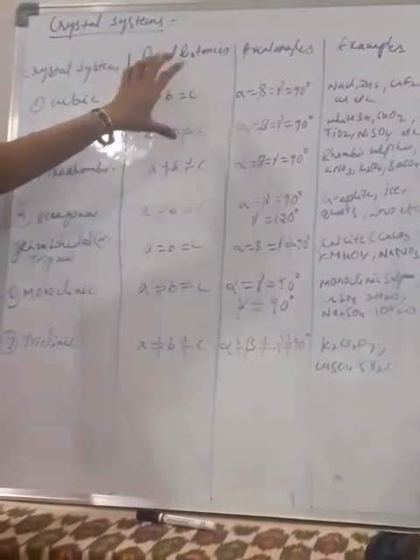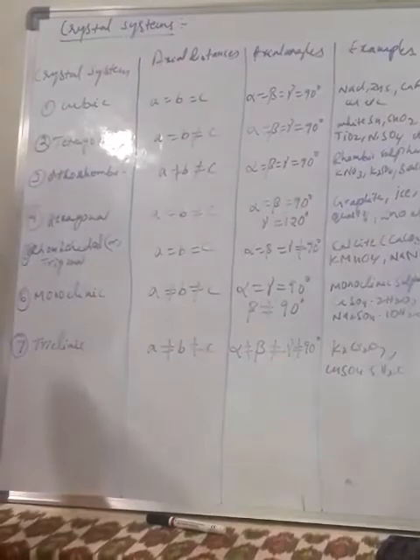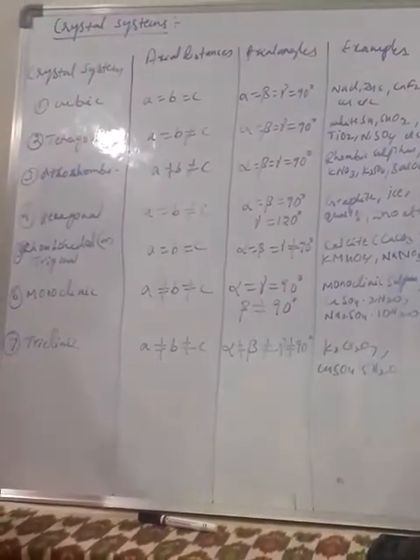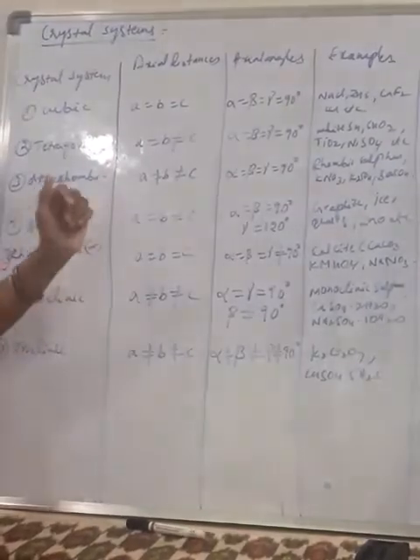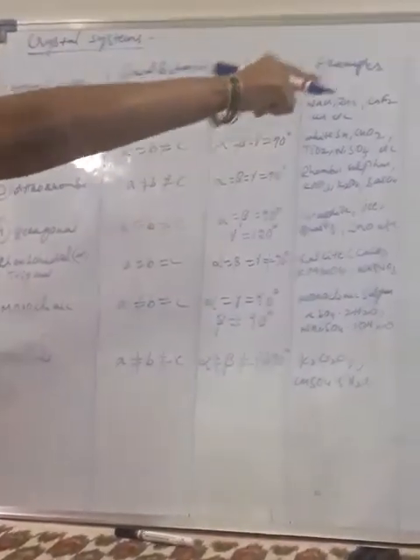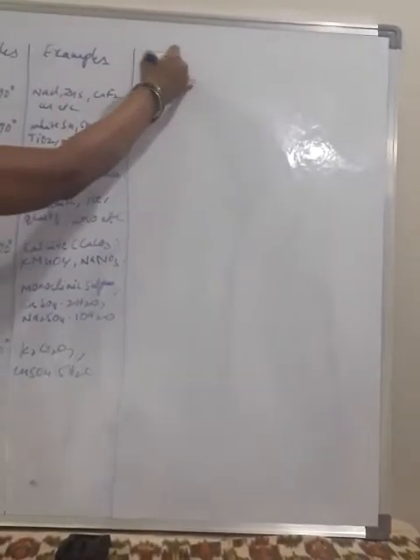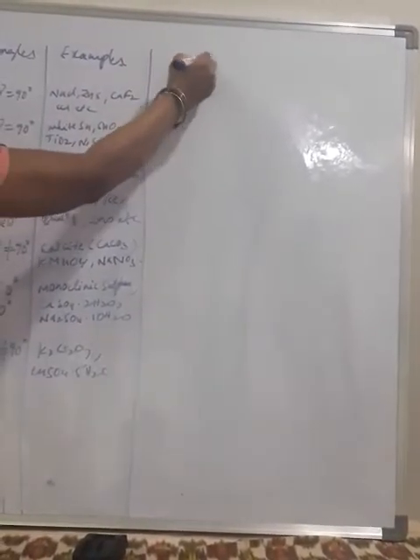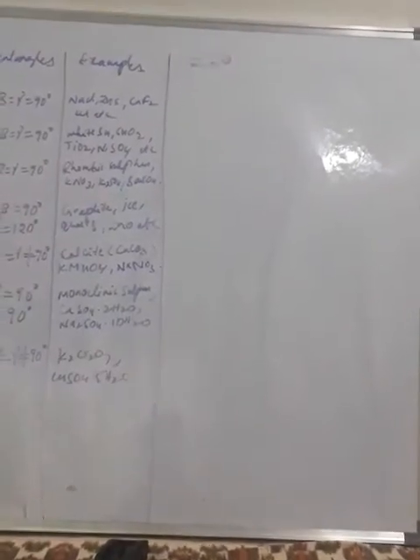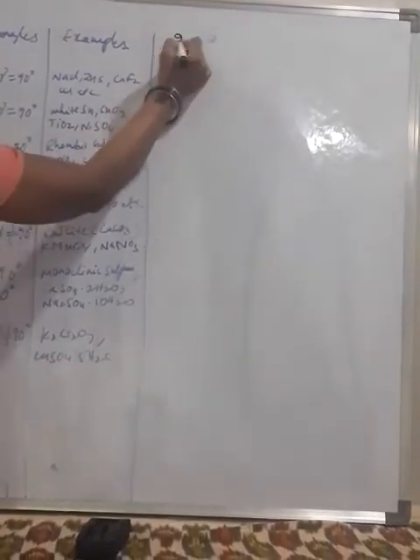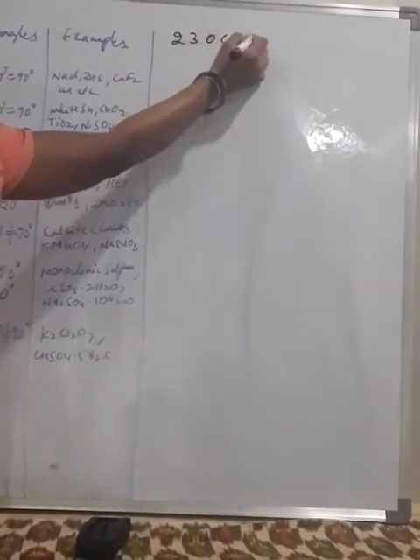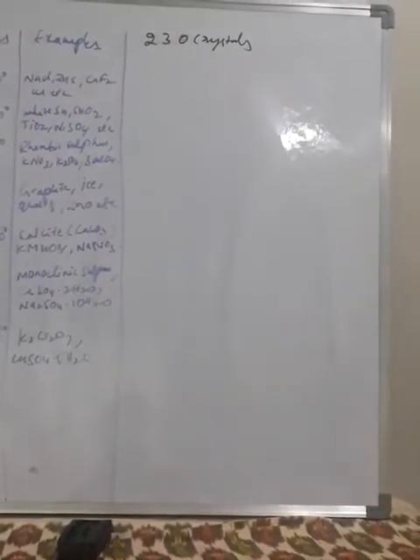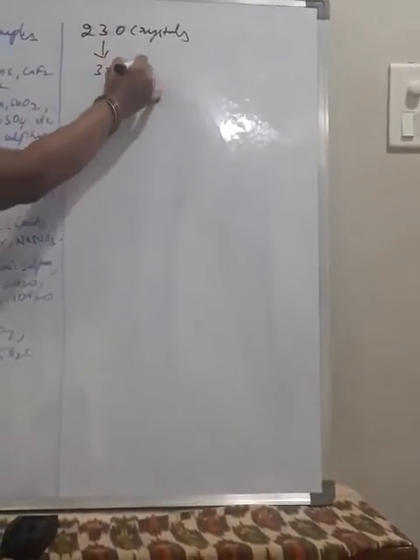So next topic is crystal systems. Initially, there are 230 possible crystals. Out of these 230 crystals, they are classified into 32 classes.